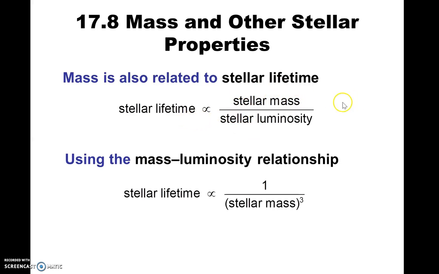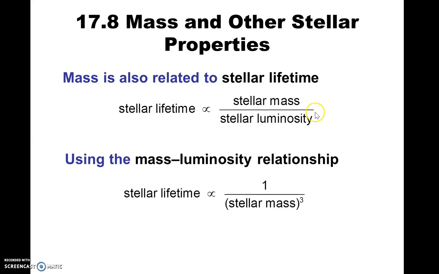I'll do some examples of this when I do the problems at the end of the chapter, as I always do. Anyhow, you take the mass in solar units divided by the luminosity in solar units. You usually measure those things, and then you multiply it by 10 to the 9th, right?